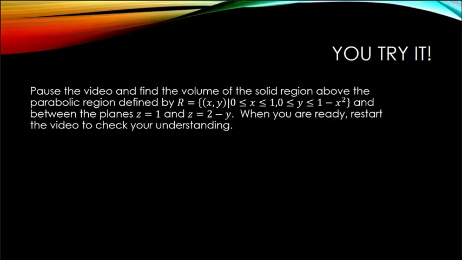Now it's your turn to try it. Pause the video and find the volume of the solid region above the parabolic region R, which is the set of all points x, y such that 0 is less than or equal to x, which is less than or equal to 1, 0 is less than or equal to y, which is less than or equal to 1 minus x squared, and between the planes z equal 1 and z equal 2 minus y. When you're ready, restart the video to check your understanding.